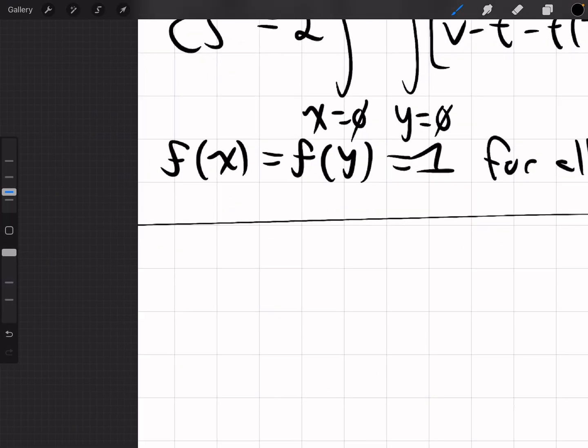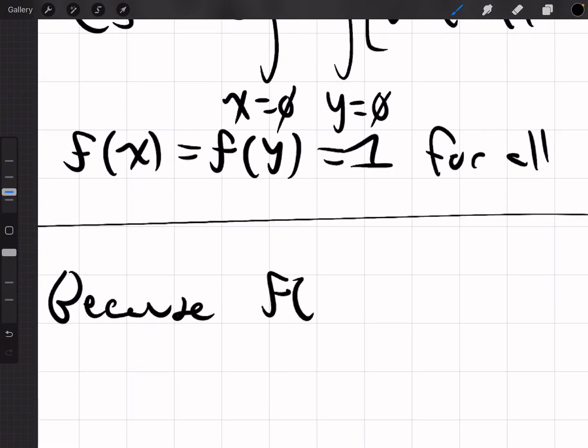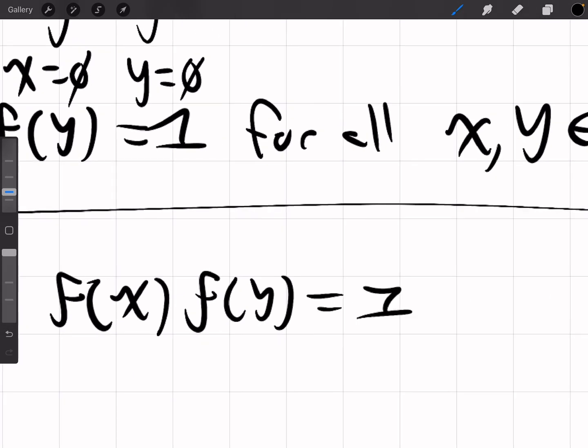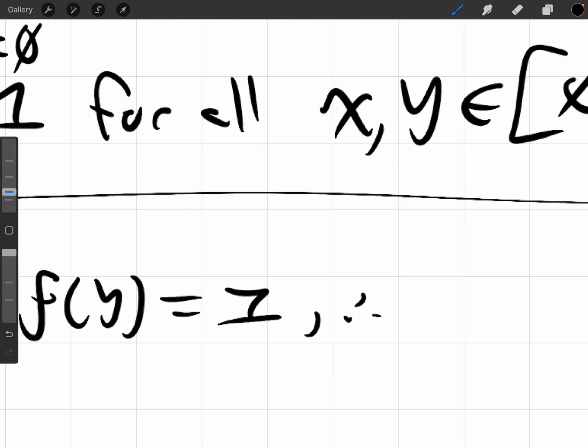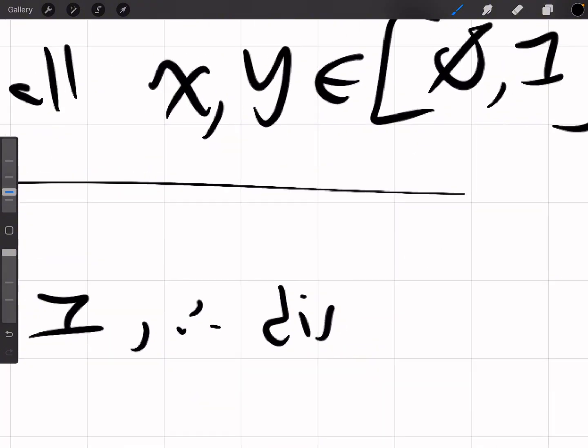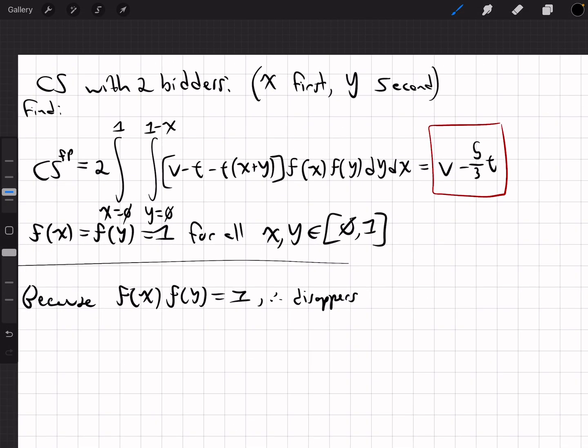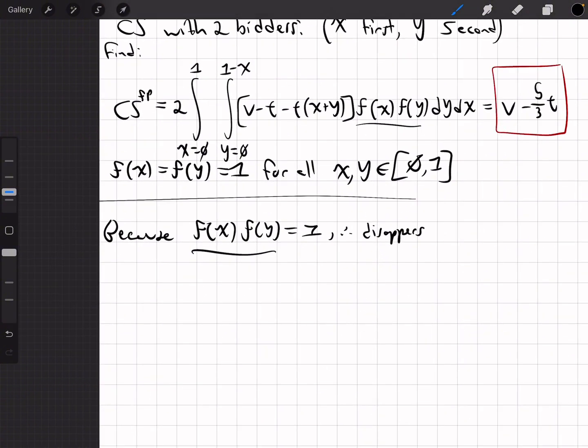Essentially, what this means is because of this up here, of our assumption, this is just going to go to 1, therefore disappears. Which makes this a lot easier to solve, okay? Because this right here is no longer anything for you to worry about, okay?